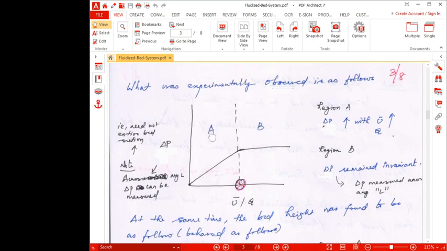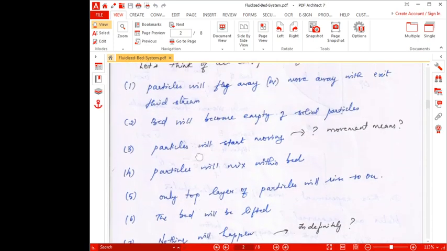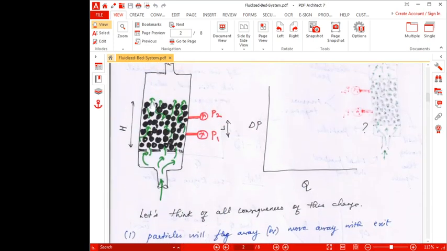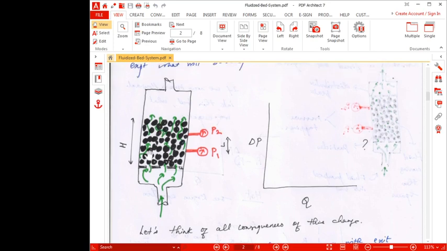Now what I mean by the height of the bed is this distance, the distance from the distributor plate to the top surface until which the particle is there. This is a free space where there is no particle, so I will only consider this height.